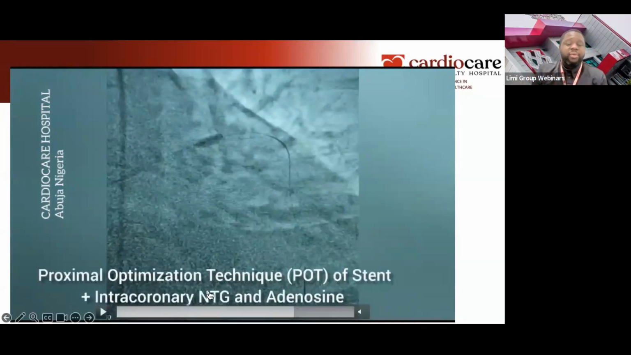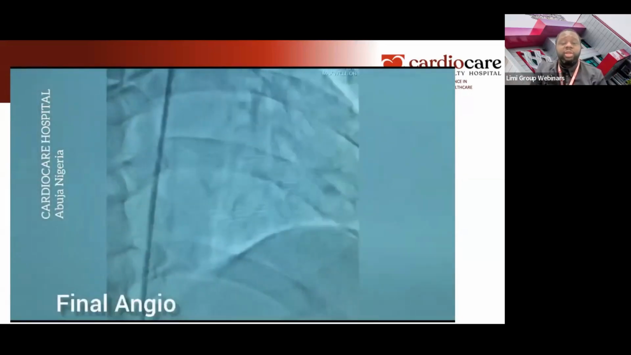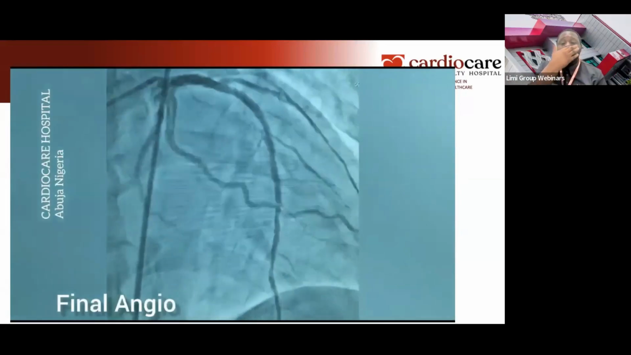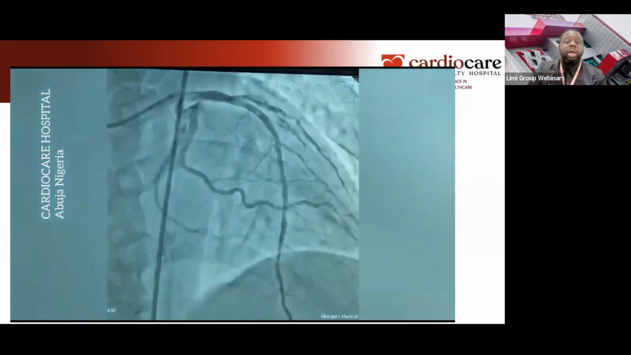So we give nitroglycerin inside the coronary vessel, then we give adenosine inside the coronary vessel, and then we also did an extra balloon to optimize the stent. That is to make sure the stent is well apposed against the vessel. Okay, and then we can now see the angio. Beautiful, isn't that lovely? Good blood flow, TIMI 3 flow, going in just once, and then the blockage is stopped.